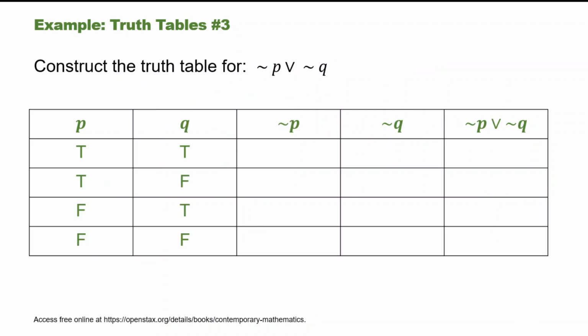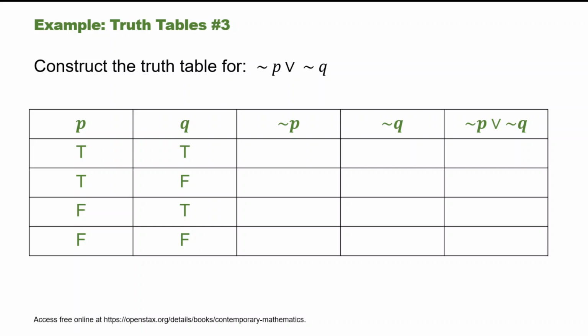Example, truth tables number 3. Complete the truth table for not P or not Q. So once again, our column headers are going to build to this complete statement. The first two are P and Q. Then we have the necessary not P, then the necessary not Q, and then the or of those two, the not P or not Q.